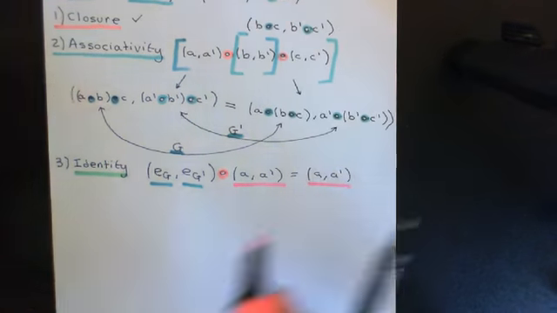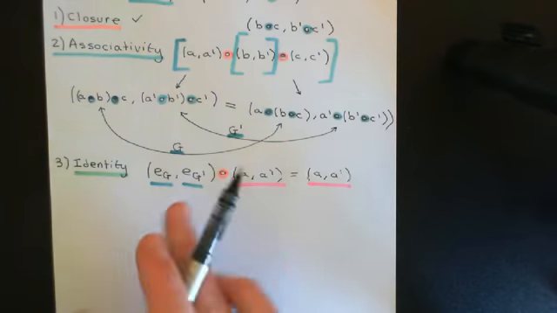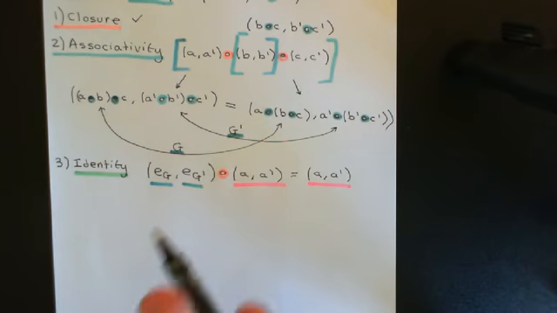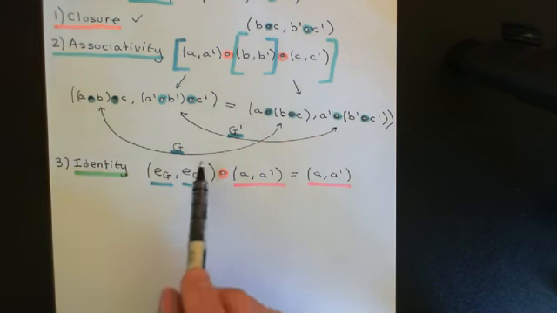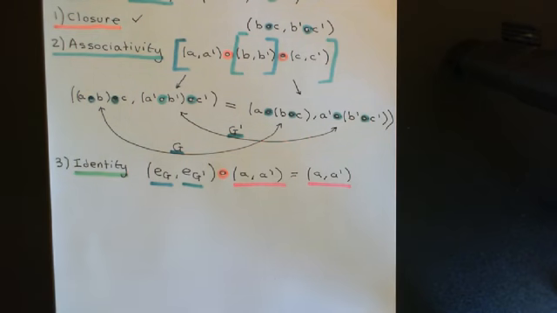Okay, and hopefully you can appreciate that if I switch that round the other way, the exact same argument would hold true. So it is true that if I multiply with this on the left or on the right to any other element of the product group, I will get that other element back again. So we do have an identity element.